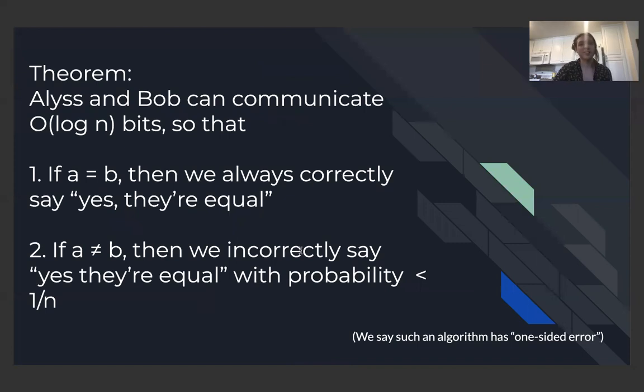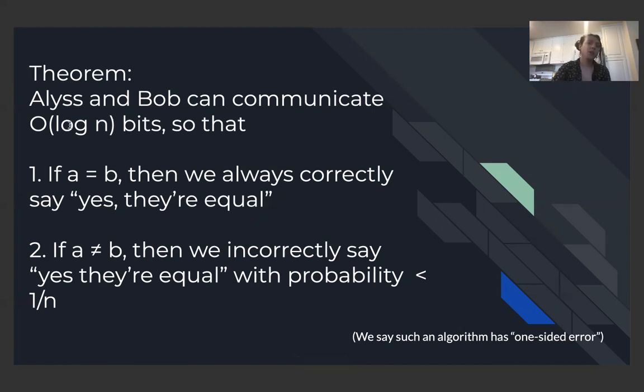Okay, so there's a lot on this slide, but theorem. Alice and Bob can communicate only log of n many bits. So this is now efficient in the sense outlined above, so that if A equals B, then they always correctly say, yes, we're equal. And if A is not equal to B, then we only incorrectly say, yes, we're equal, with probability less than 1 over n. And we say that such an algorithm has one-sided error.